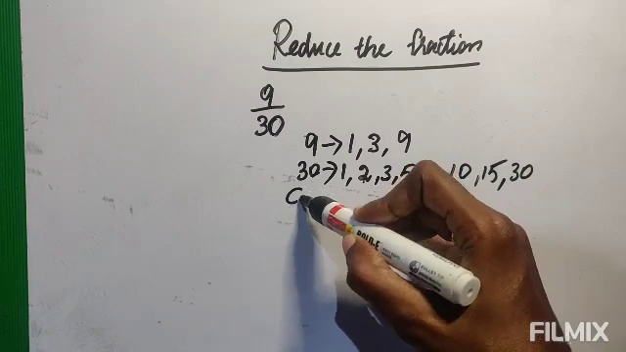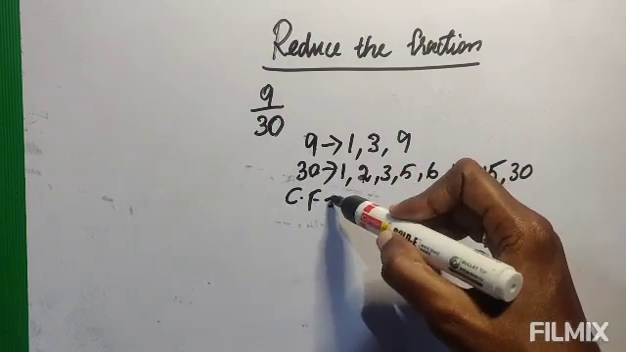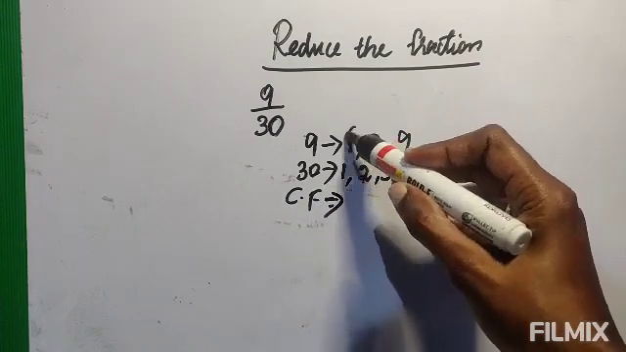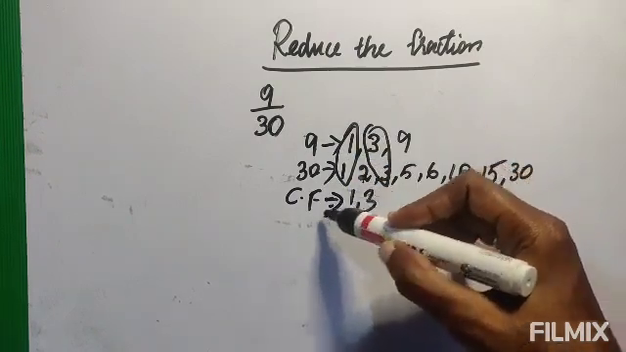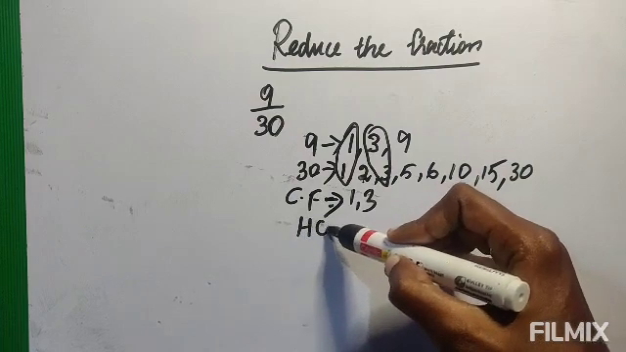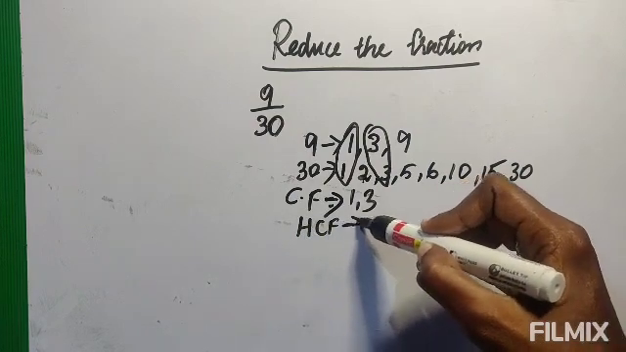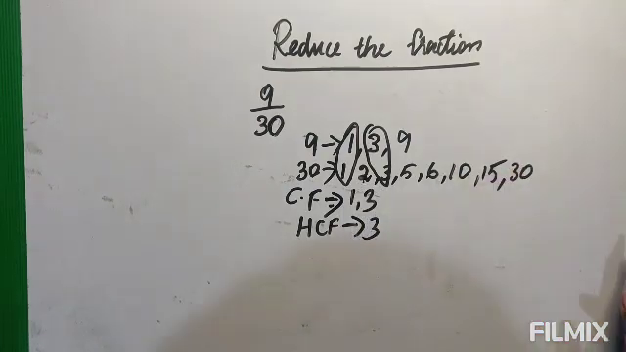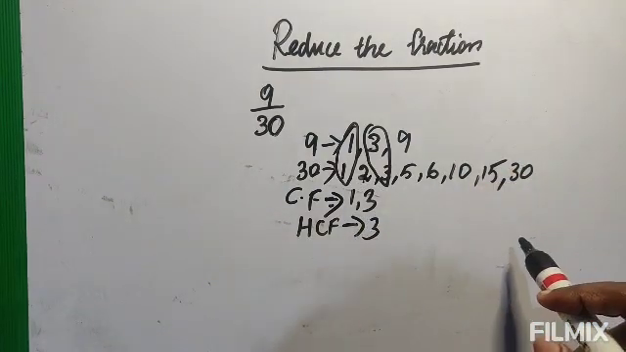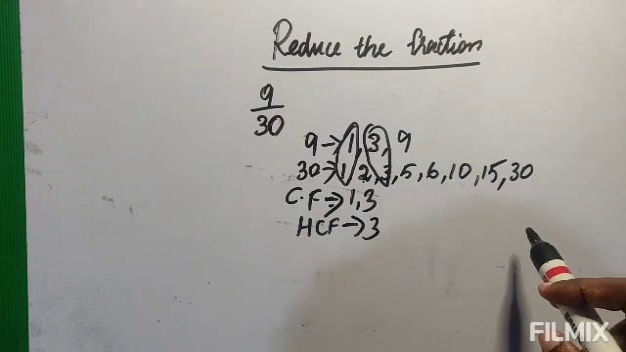Now you have to write the common factors. In both, whichever are common, you have to write. So which are common? 1 is common, again 3 is common. So 1 and 3 you will write. Now HCF is, in this, which is the bigger number? 3 is the bigger number. So HCF is 3. So this is the way you can find the HCF.